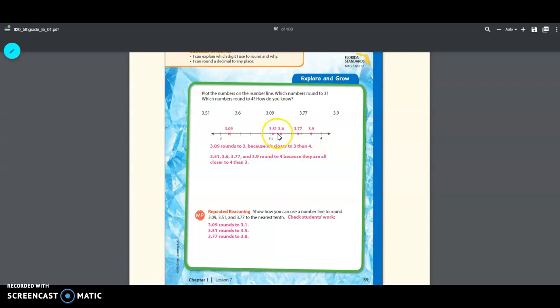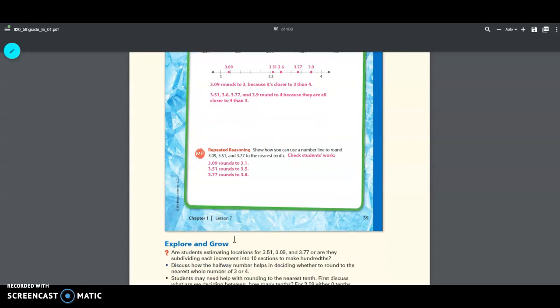The numbers here, 3.51, 3.6, 3.77, 3.9, all of them are closer to 4 than they are to 3. And just like we used in rounding before, we always have 5, that halfway mark, as our determiner to decide whether we round down or round up. So visually putting them on the number line is going to help you determine whether you should round up or round down. Now you can use a number line to round other numbers to the nearest tenth as well. That's just, again, getting you to repeat the same activity so that you catch the pattern and understand how to round decimals.